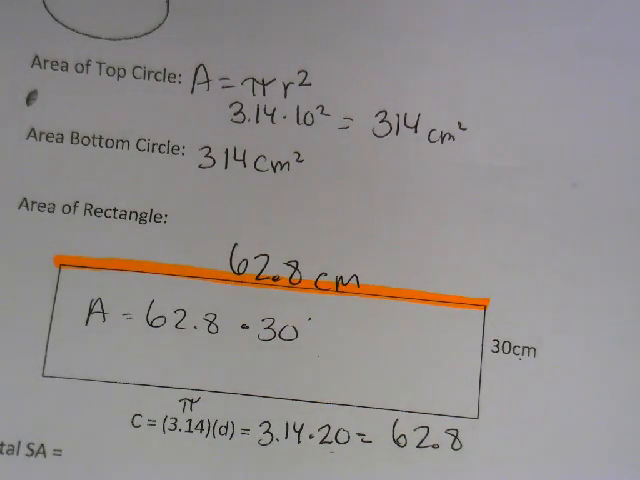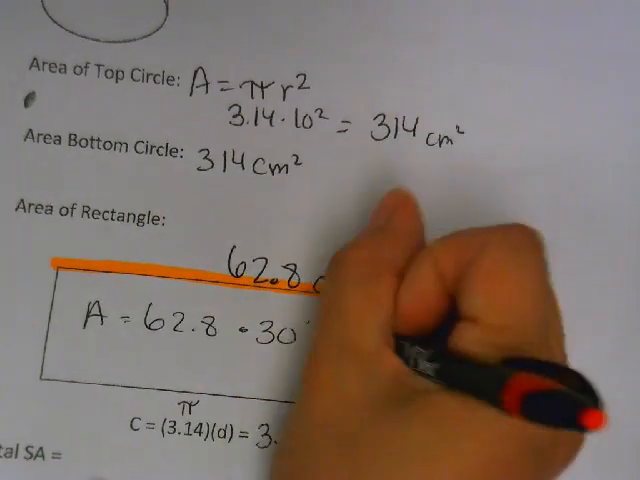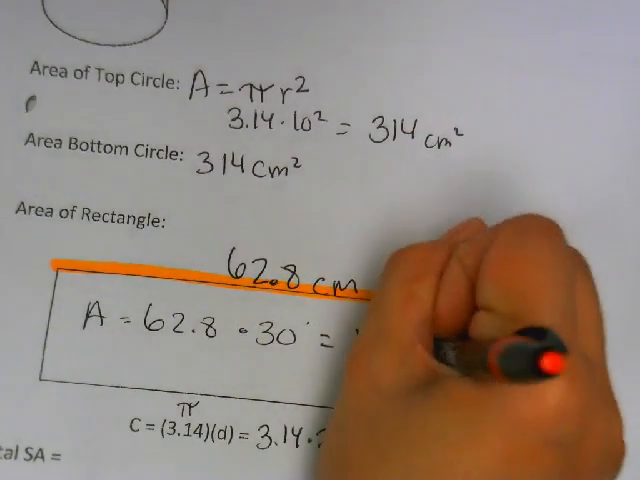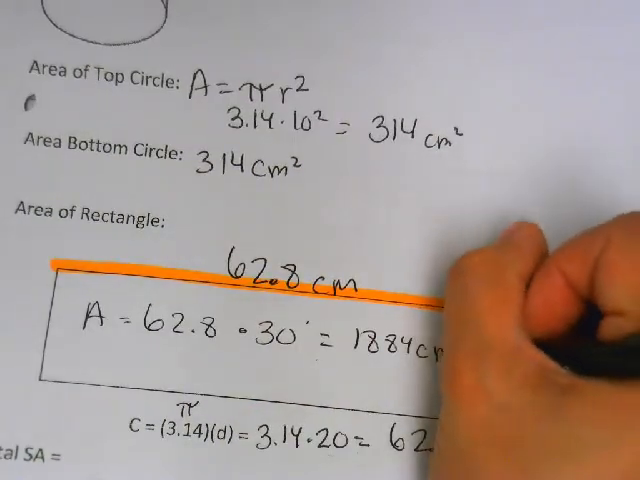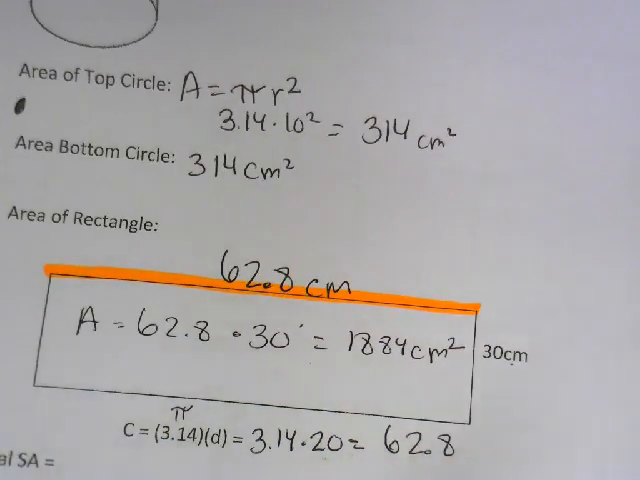All right, what do we got? 2,512. What? 62.8, the area of the rectangle. Oh, I got 1,000. The area of the rectangle? The area of the rectangle. Yeah, I got 1,880. 62.8 times 30, 1884. All right, wow. That would be centimeters squared. So that would be the area.